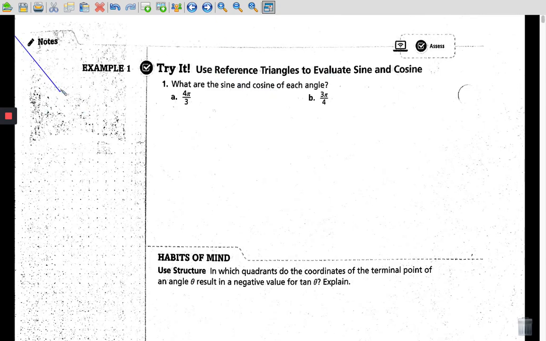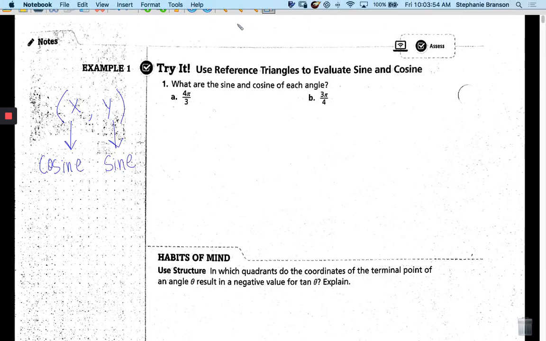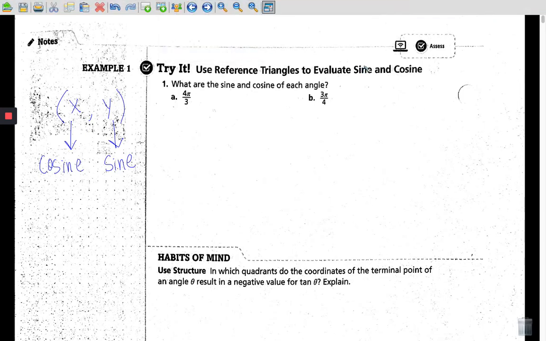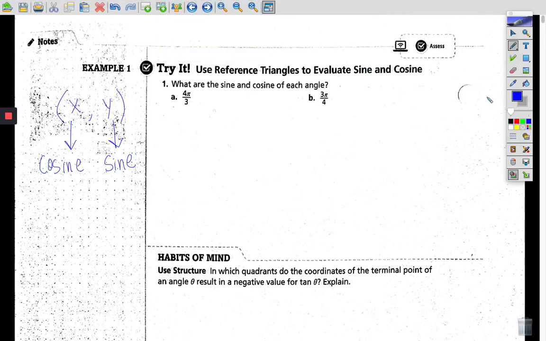So if we are given an ordered pair, x and y, cosine is your x value and sine is your y value. You want to write that down in the margins. Cosine is your x value and sine is your y value.